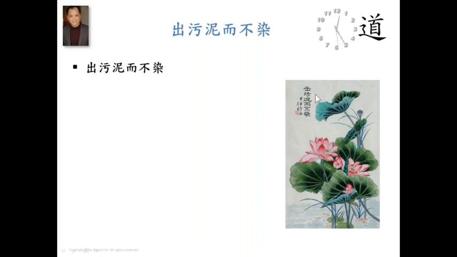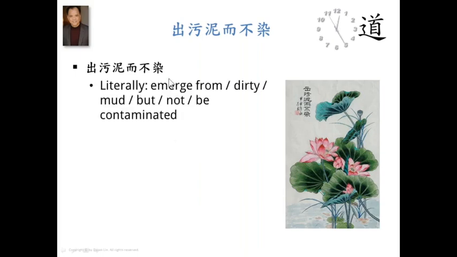Here you will see a stylized version of the Mandarin characters. It looks a little bit different because, as I mentioned, it's stylized. It's just like how in English calligraphy you can also write letters in a very stylized way, but it's the same character. Most of the characters you can recognize as being exactly the same. So, six characters, 出污泥而不染. Let's break them down one by one.